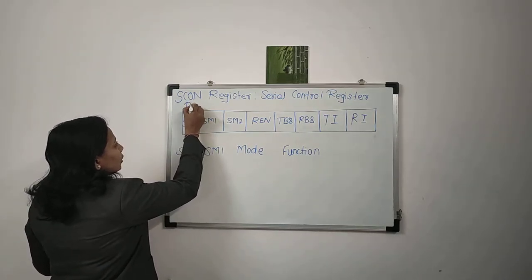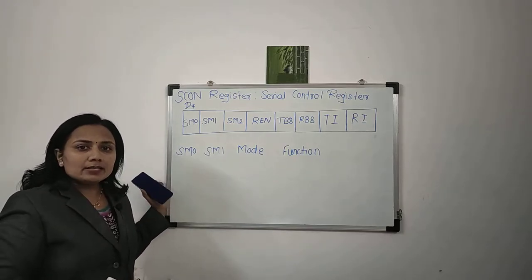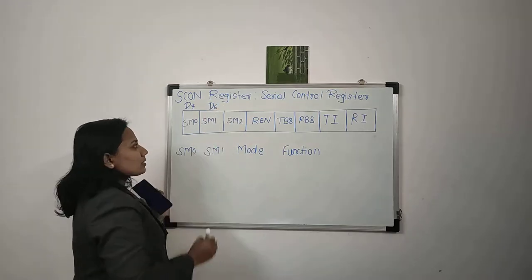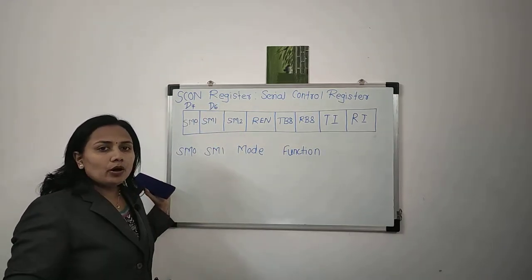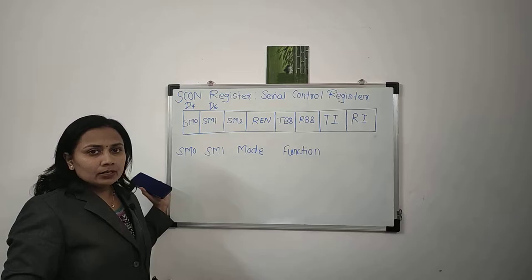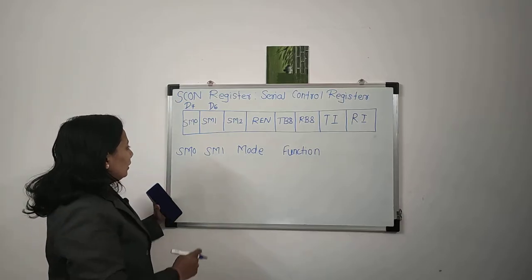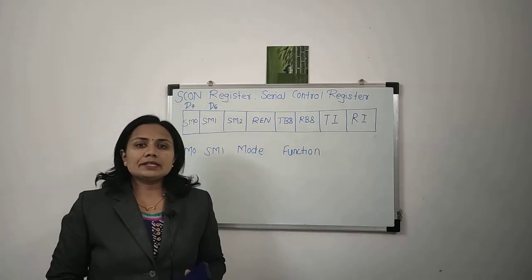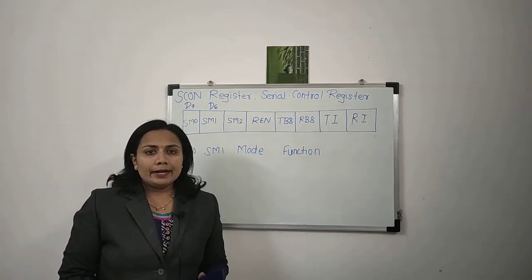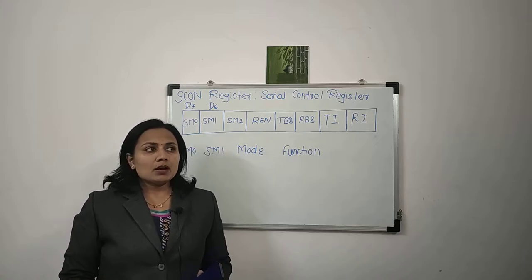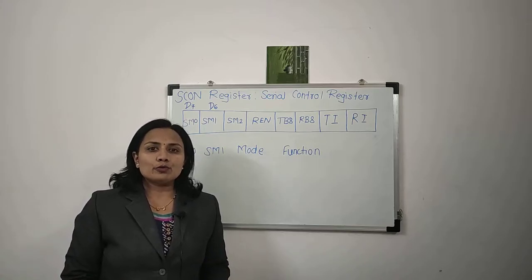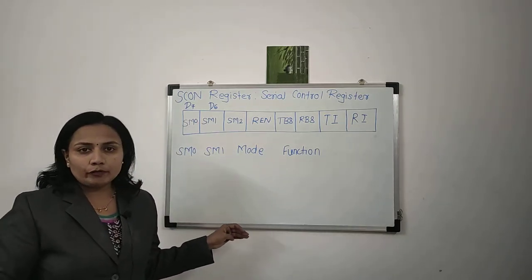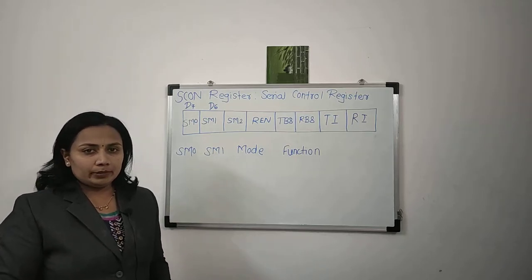So this is SCON.7. This is the 6th bit of the SCON register, which we are going to call SCON.6. These two bits are used to select the mode of data transmission, meaning what baud rate you want to use to transfer the data. So we have four modes of operation for the serial communication.